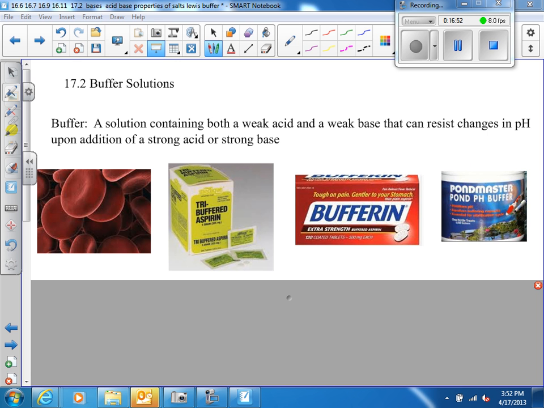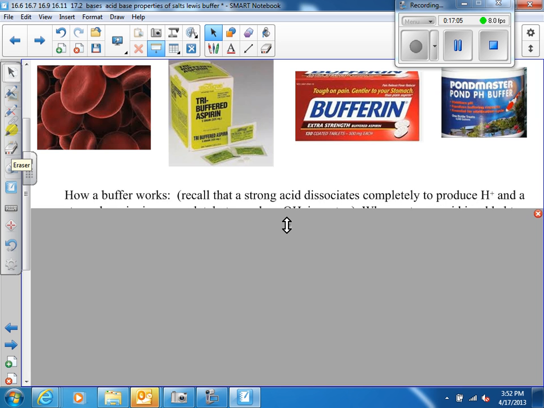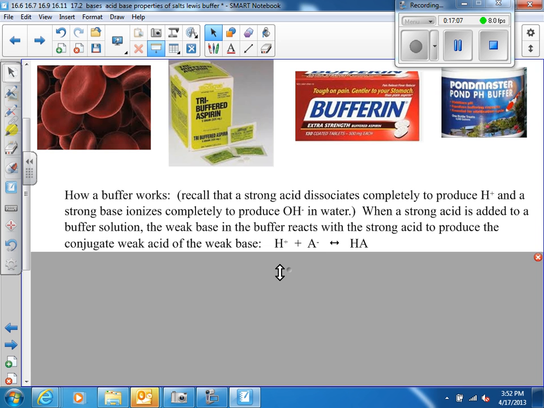And over here we have Pond Master. Did you know that if you have a pond with fish in it, you have to make sure that the pH stays right so that your little koi fish can survive properly? So buffers are all over nature. They're all around. How does it work?